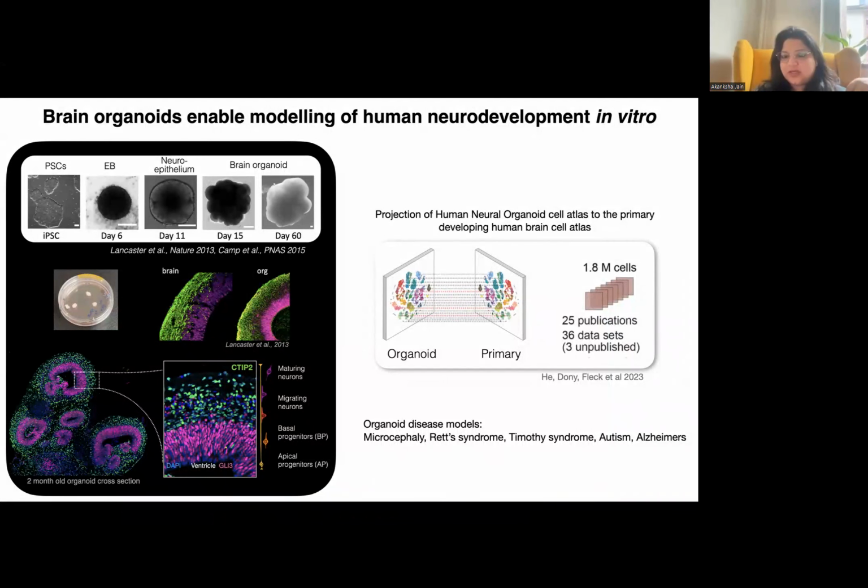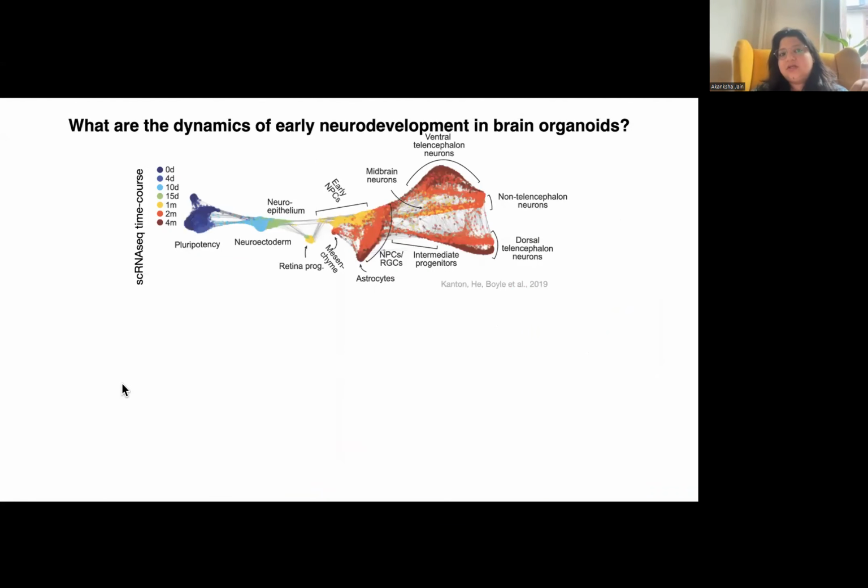So when I started this work, there was a seminal single-cell transcriptomic time course from Barbara's lab, where they profiled these organoids over 4 months with single-cell RNA-seq, and they showed that initially you have an embryoid body largely composed of stem cells. This then forms a neuroectoderm, neuroepithelium, which over the next 4 months starts making distinct brain regions. So you have telencephalic and non-telencephalic regions, and you also have dorsal and ventral regions showing up, and a lot of neurogenesis happening in this time.